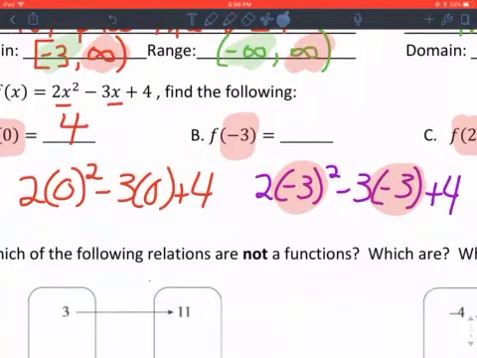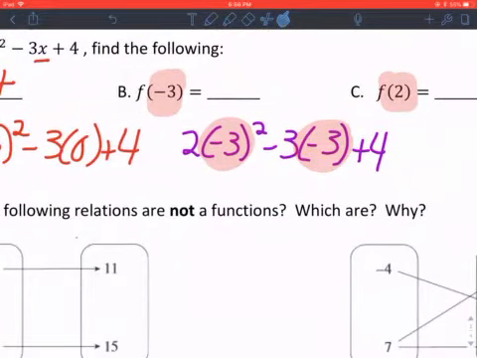That's very important. Okay, so I have 2 parentheses -3 squared minus 3 times negative 3 plus 4. And when I do that, I get 31. So f of negative 3 equals 31. So now let's take a look at C.